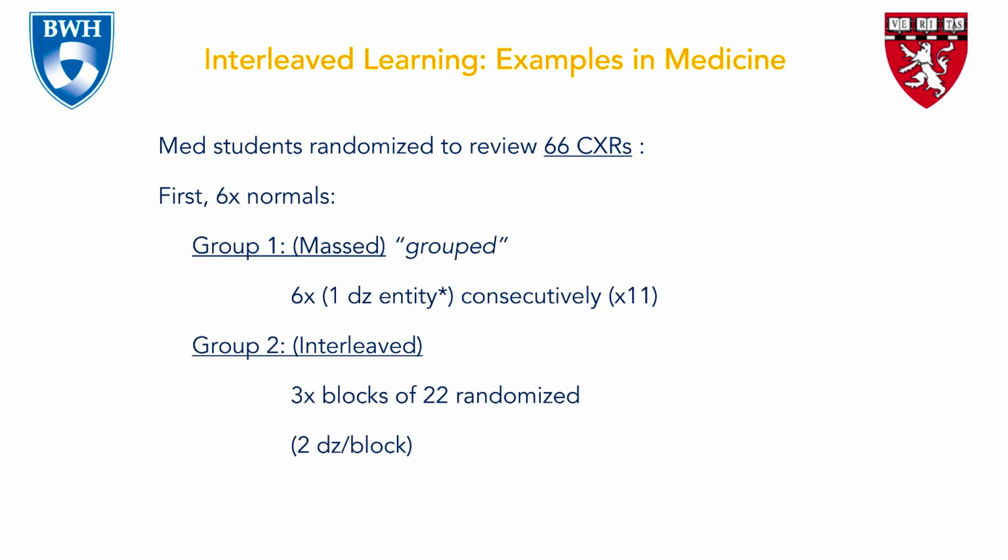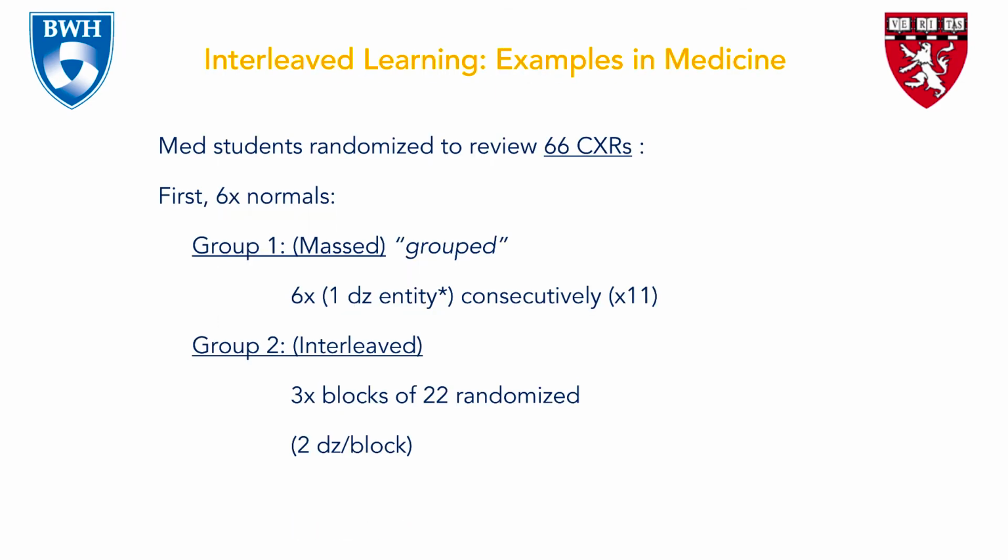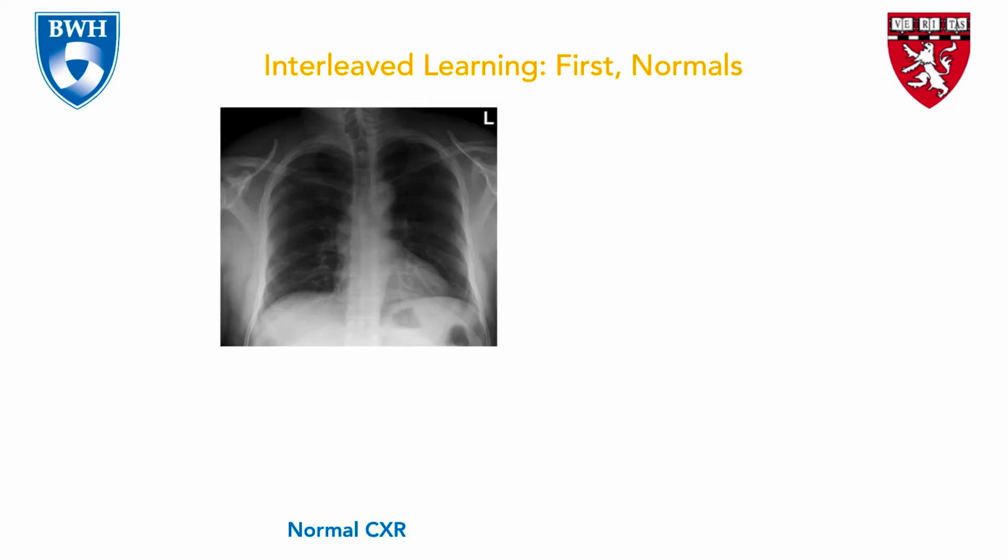In this group, medical students were randomized to review 66 chest x-rays. All of them initially showed 6 normal chest x-rays, and the groups were then divided between the massed grouped learners, where learners were shown 6 chest x-rays of one single disease entity consecutively for 11 times. This was done with 11 different disease processes, and you could see below what those disease processes are. This was compared with a second group where the learning was interleaved, in which the medical students were given 3 blocks of 22 randomized diseases, where they had 2 diseases per block. What did this show? Let's take an example of exactly what the medical students saw.